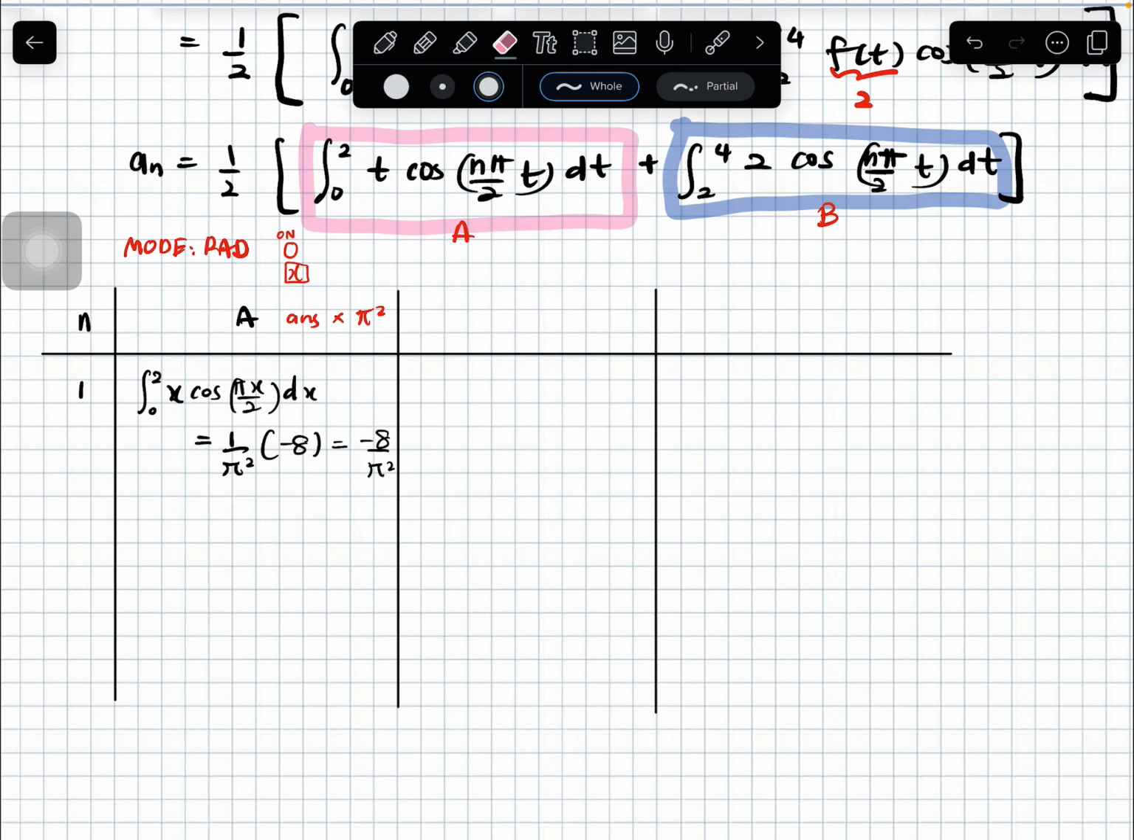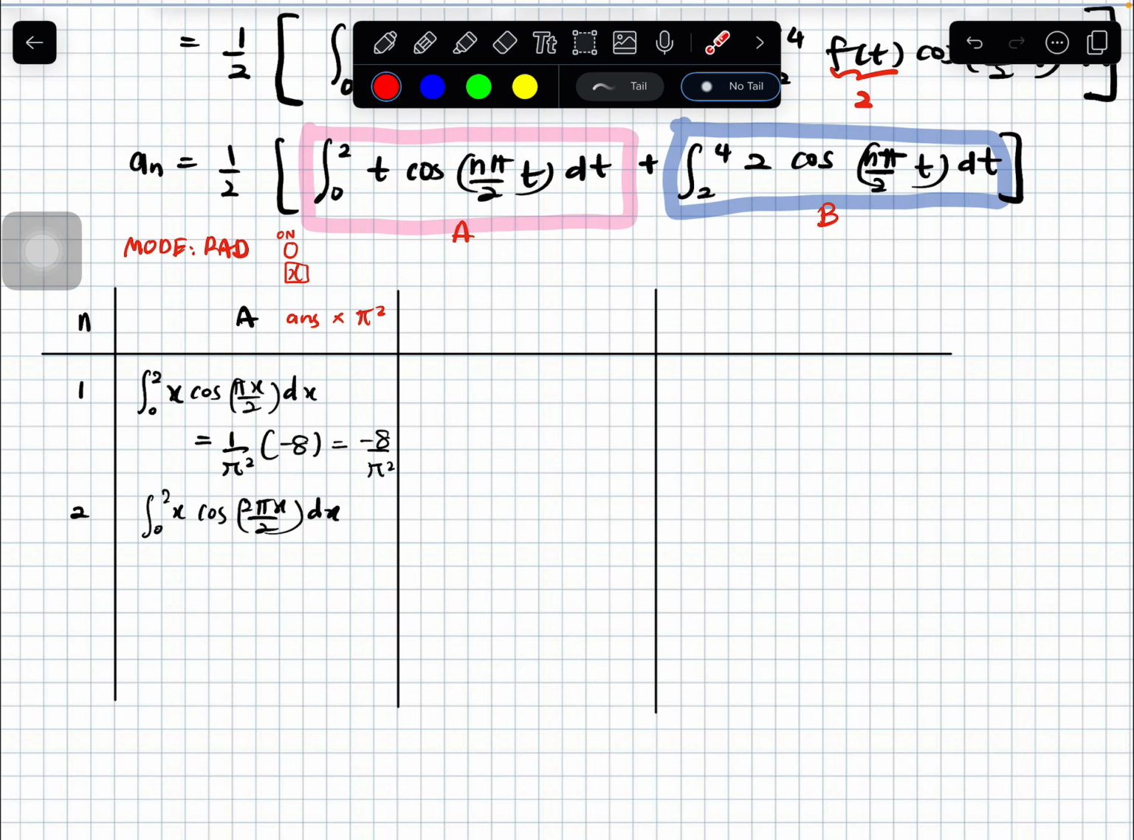So when we proceed with n equal to 2, you just put in your calculator this value where we put n equal to 2. You don't have to retype it again in your calculator.